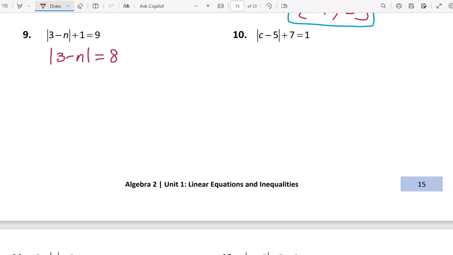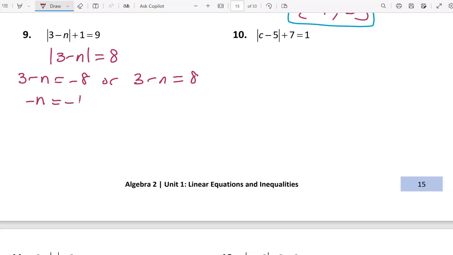Be careful when you are subtracting your 1 from both sides. The absolute values are still there. So now we need to undo them. So 3 minus n can either be negative 8 or 3 minus n can be positive 8. What's inside of the absolute values can be either a negative number or a positive number to produce 8 as its absolute value. All right, now from here, a more basic equation.